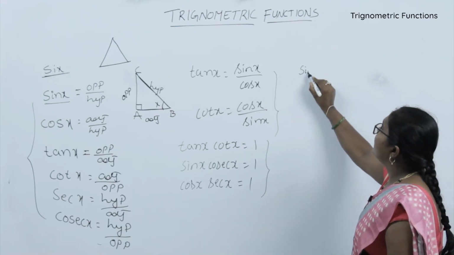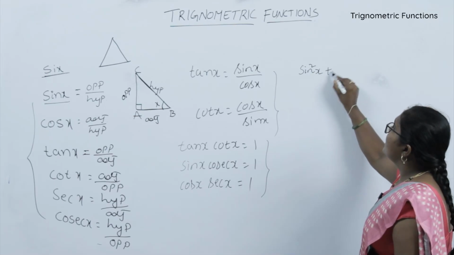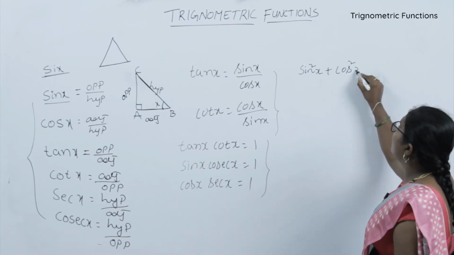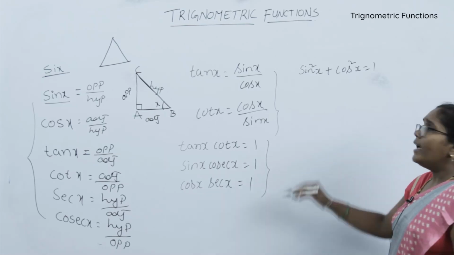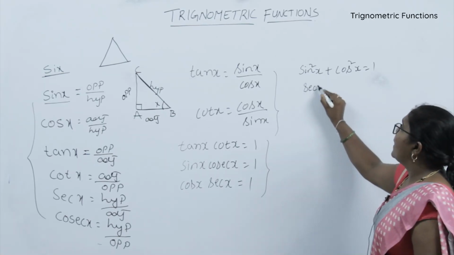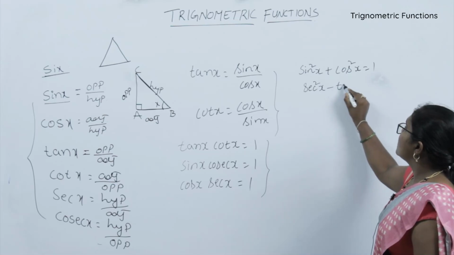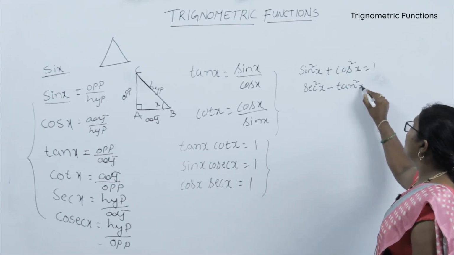The first identity is very important: sin square x plus cos square x is equal to 1. And the second identity I will write here: secant square x minus tan square x is equal to 1.